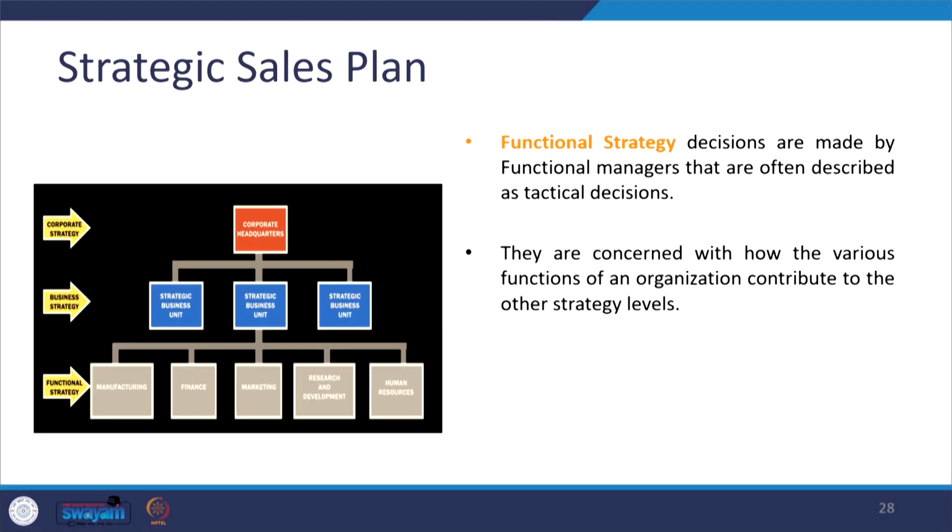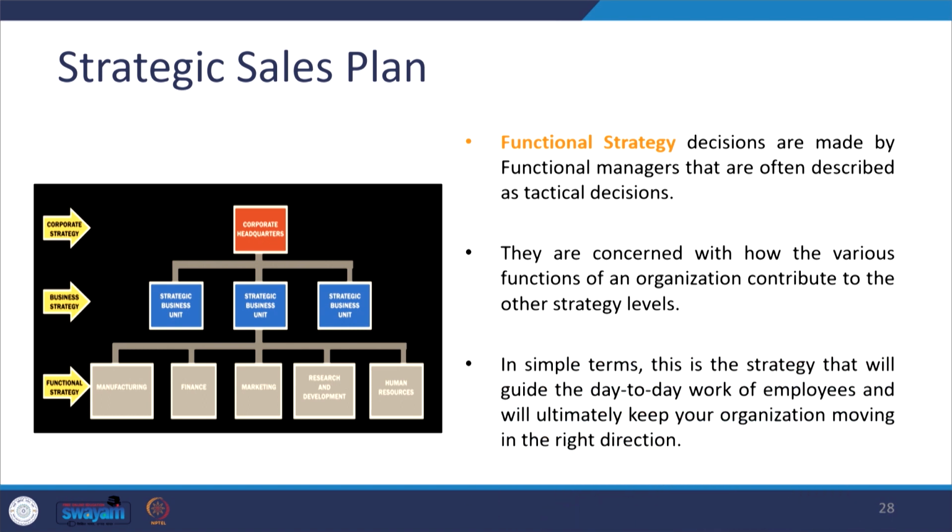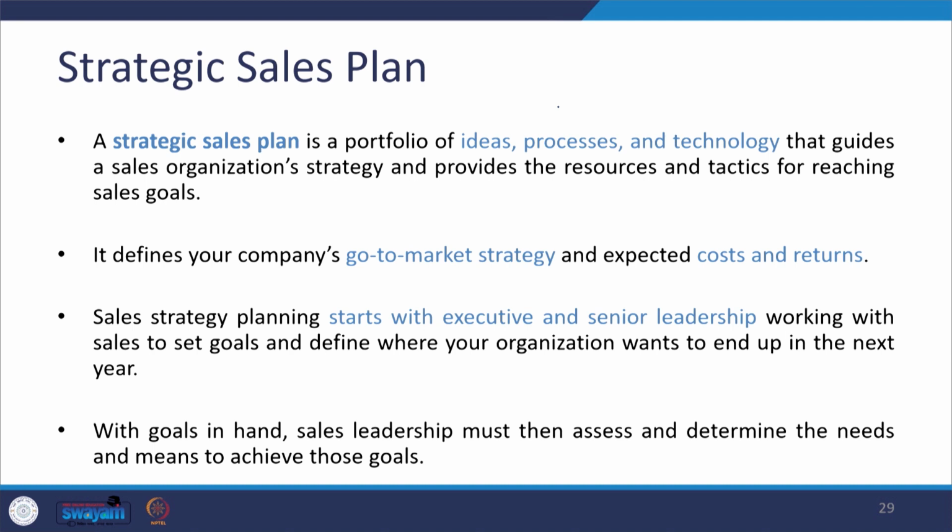Now, coming to the most important part, functional strategy. Decisions are made by functional managers at this level and are often described as tactical decisions. They are concerned with how the various functions of an organization contribute to the other strategy levels. In simple terms, this is the strategy that will guide the day to day work of employees and will ultimately keep your organization moving in the right direction. So, every function will have its own strategy. There will be a manufacturing strategy, a finance strategy, and similarly under marketing we will have a selling strategy. As defined earlier, a strategic sales plan is a portfolio of ideas, processes, and technology.